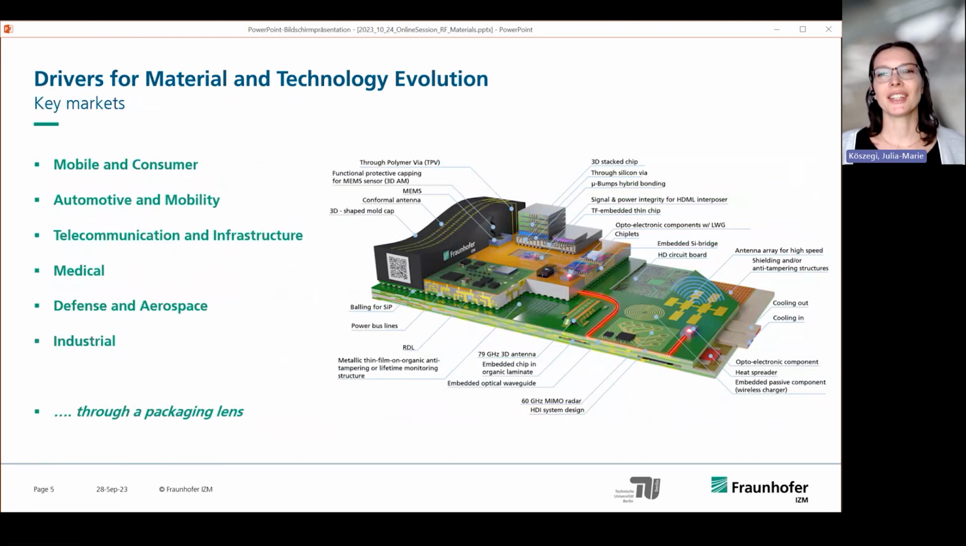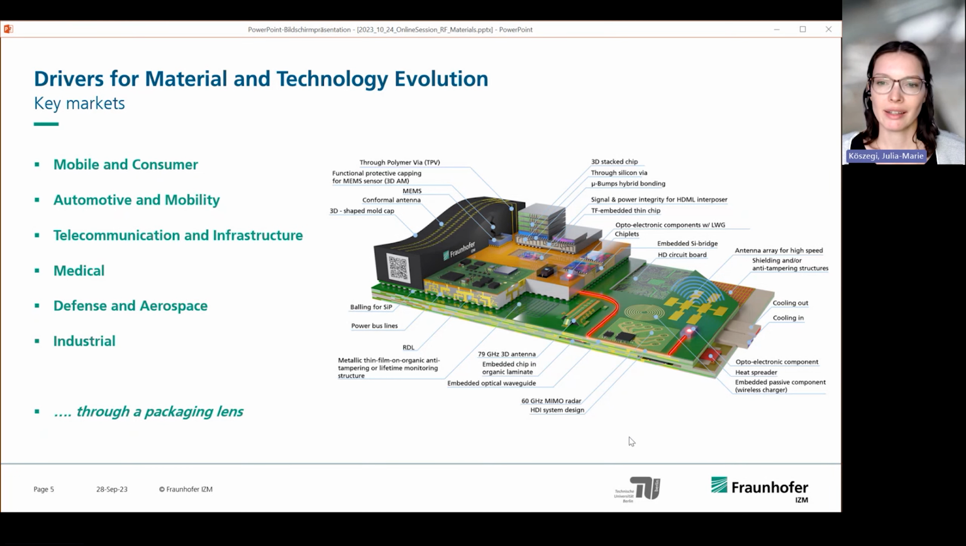So, getting started with the markets. Usually we look at 6 main markets, which is more or less a standard, I think, across the industry. It's mobile and consumer, automotive and mobility, telecommunications and infrastructure, medical, defense and aerospace, and industrial applications.